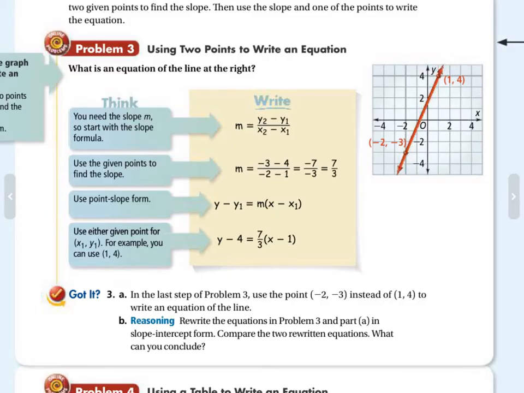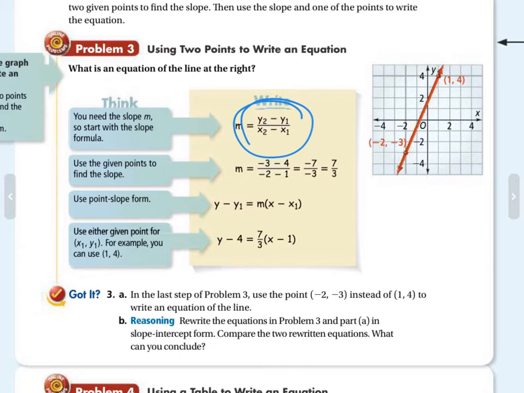All right, so here's where it gets a little more challenging. Using 2 points to write an equation. It's not that it's difficult, but it's more work. So I give you 2 points, you can use those to calculate the slope. So that's the first thing you want to do. Use those 2 points to calculate the slope.